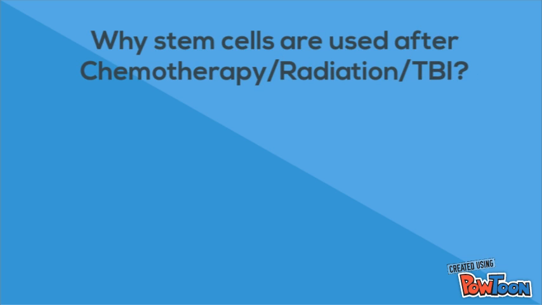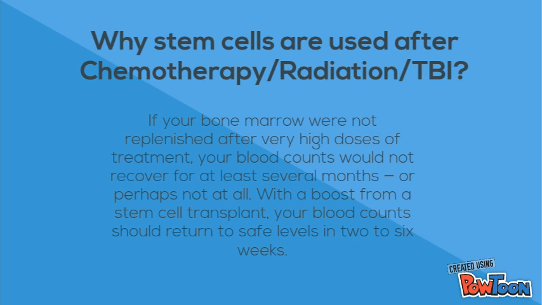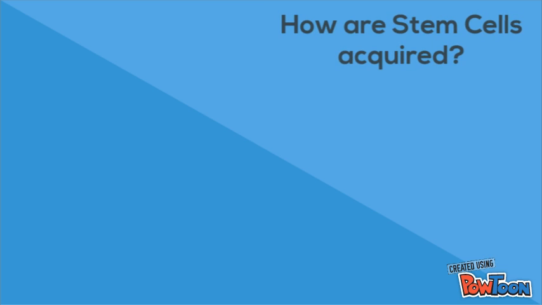Why stem cells are used after chemotherapy/radiation TBI. If your bone marrow were not replenished after very high doses of treatment, your blood counts would not recover for at least several months, or perhaps not at all. With a boost from a stem cell transplant, your blood counts should return to safe levels in 2 to 6 weeks. How are stem cells acquired?